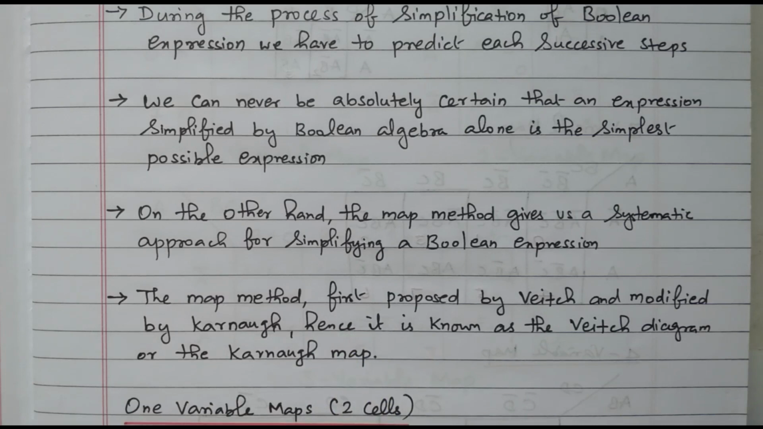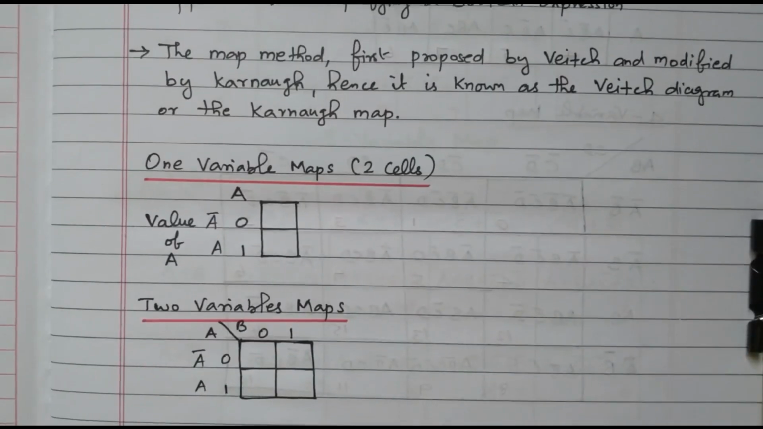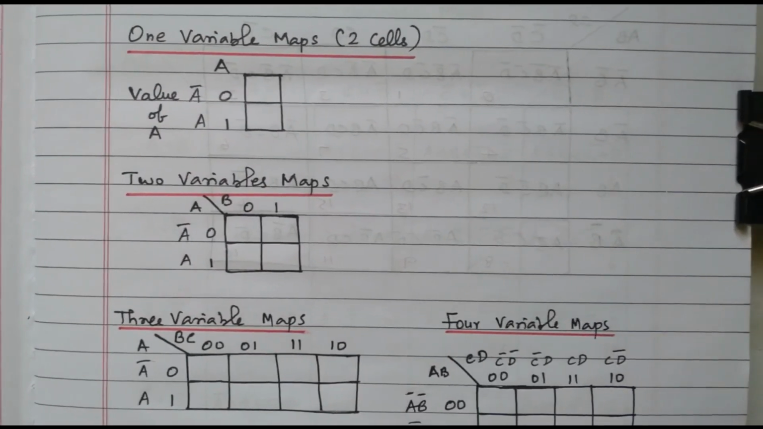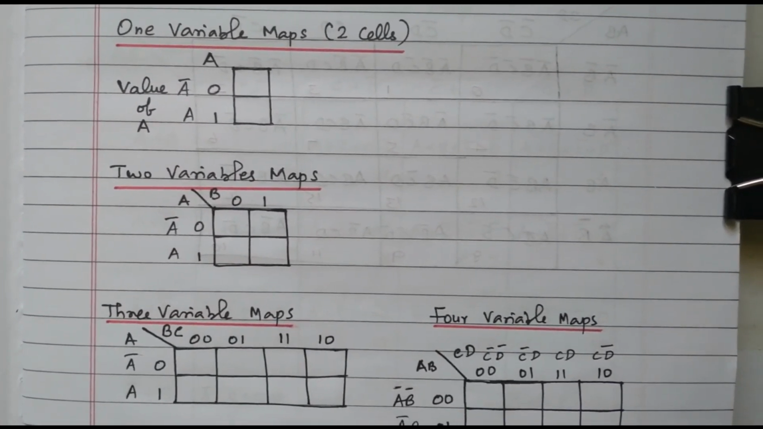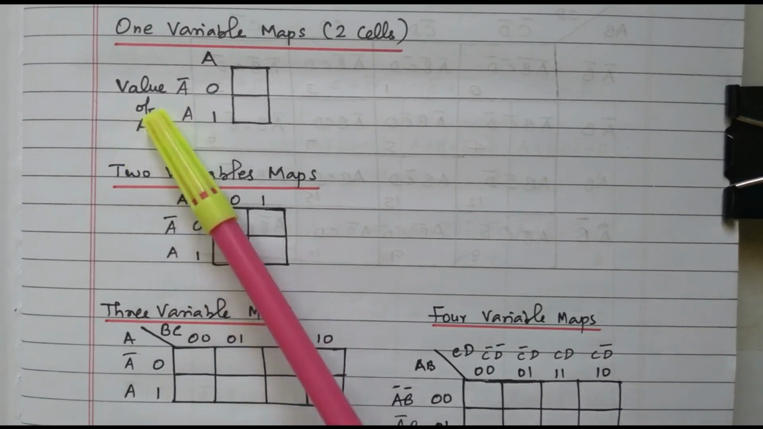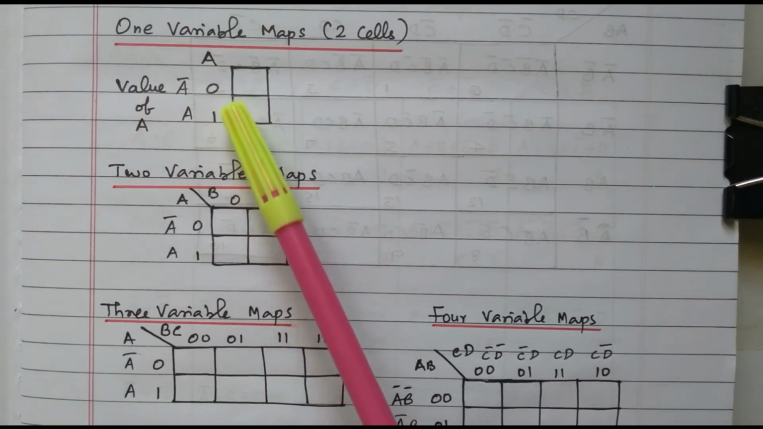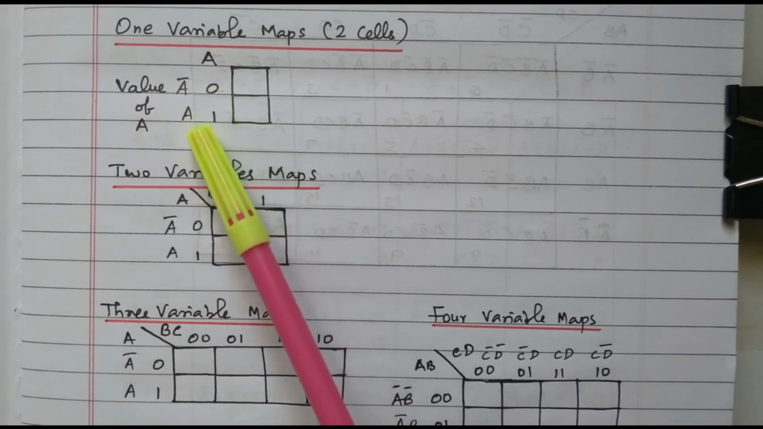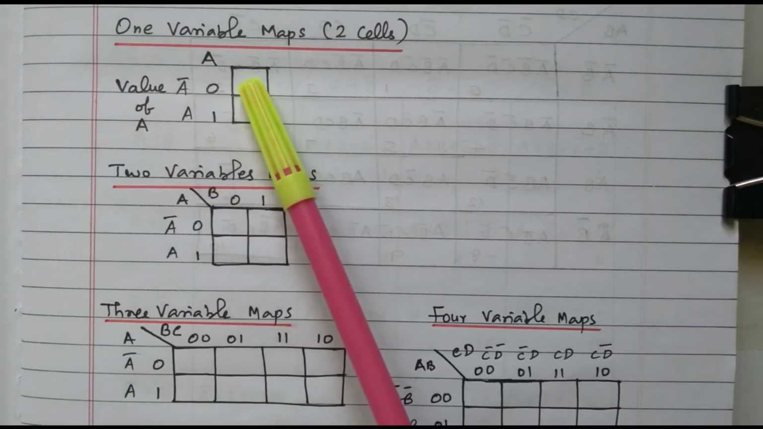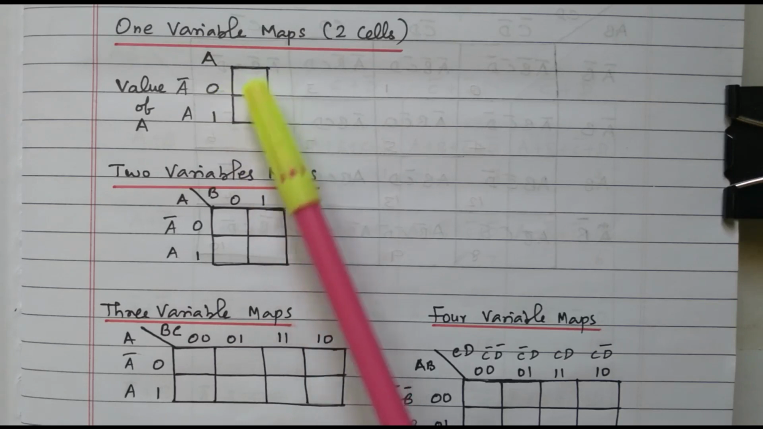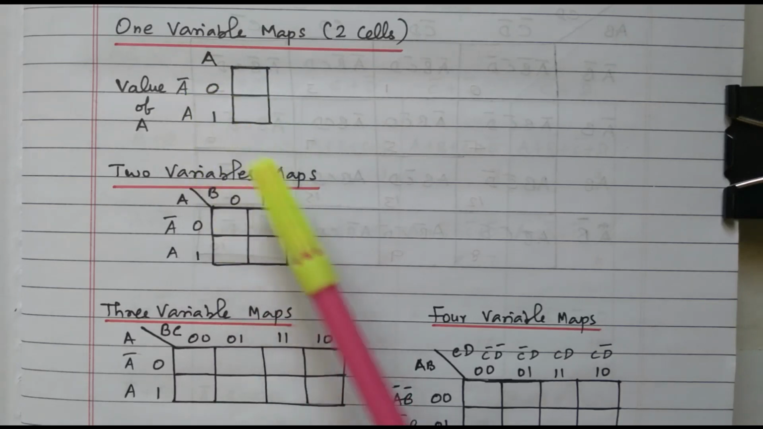Now we'll see how to plot the K-map. There are four types available: one variable, two variable, three variable and four variable. First we'll see the one variable map. Let us consider one variable A. Due to one variable, there are two possibilities, 0 and 1, that is A bar and A. So the first cell refers to A bar, the second cell refers to A, either 0, 1 or A bar, A.